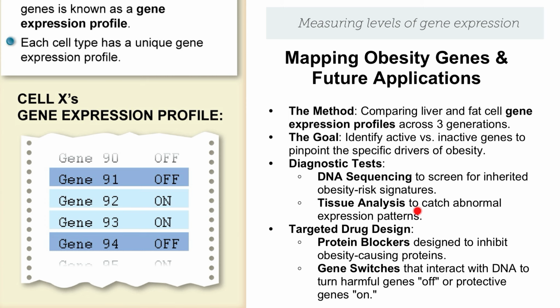But nevertheless, tissue analysis will catch abnormal expression patterns in those people who suffer from certain disorders, like obesity. So knowledge of such genetic profiles may help us make diagnostic tests and also targeted drug design. Protein blockers can be designed to inhibit obesity-causing proteins, and gene switchers that interact with DNA to turn harmful genes off or protective genes on can be designed.